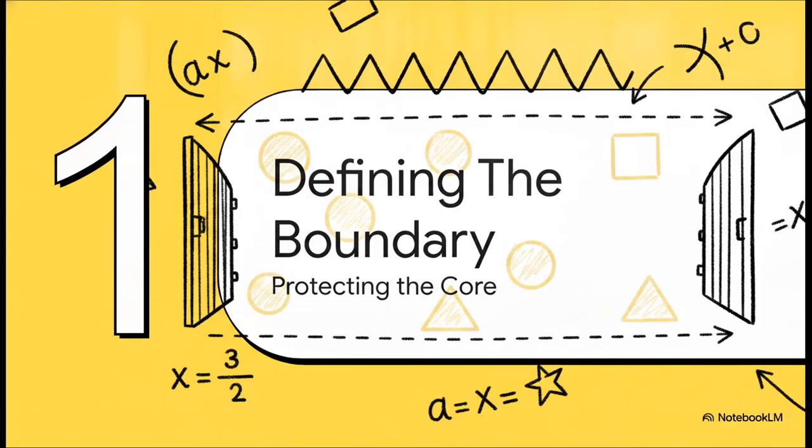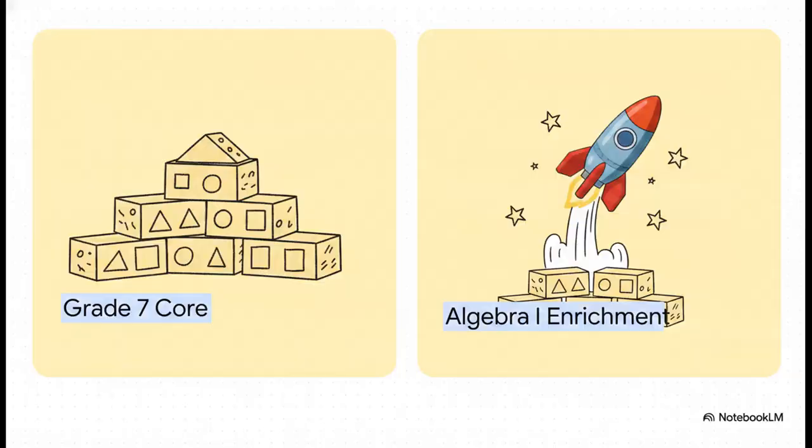Section 1. Defining the algebra boundary and protecting the core curriculum. Let's establish exactly what this enrichment means. All right, so the golden rule here is simple but totally non-negotiable. Algebra I enrichment does not replace the grade 7 core. Think about proportional reasoning, manipulating rational numbers, basic equations, geometry, and introductory stats. That is the absolute foundation.